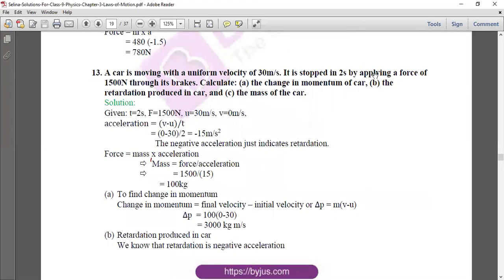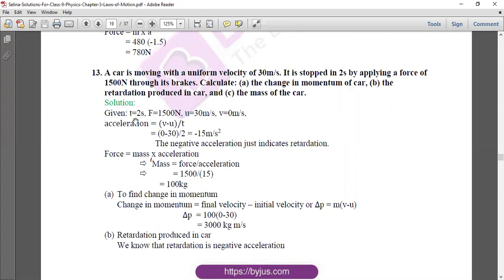It is stopped in 2 seconds, so time is 2 seconds, by applying a force of 1500 Newton through its brakes. Calculate the change in momentum of the car, the retardation produced in the car, and the mass of the car. So here we will find the acceleration.